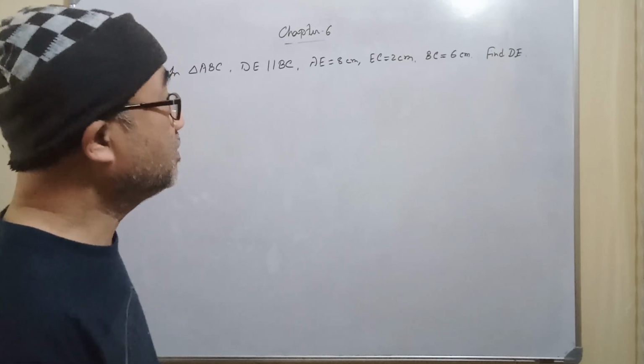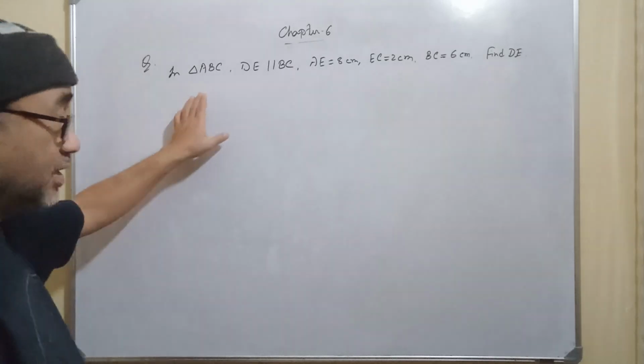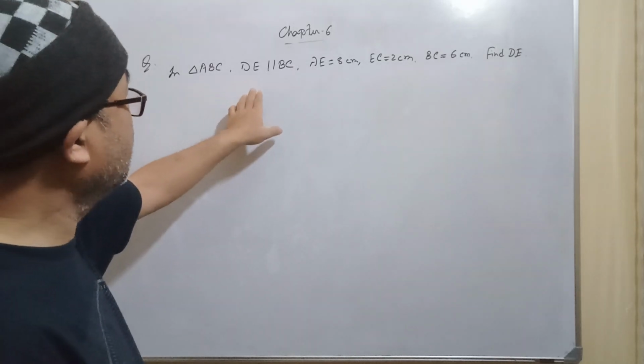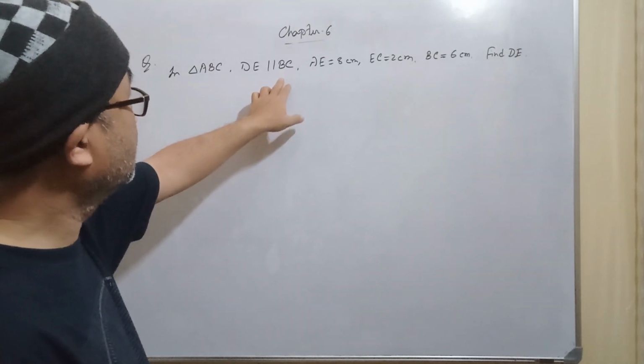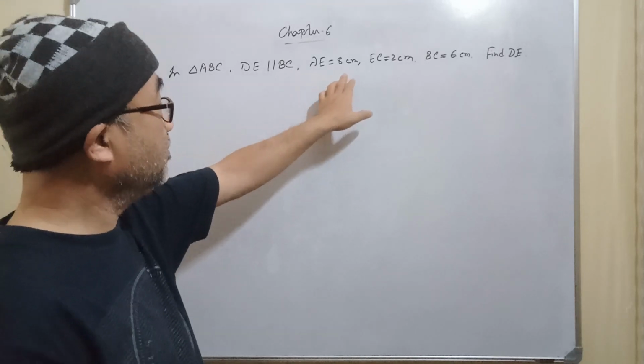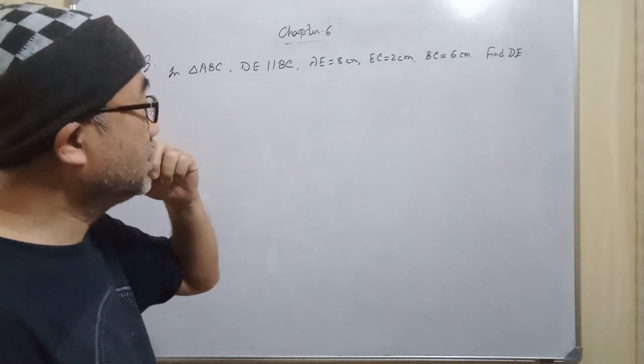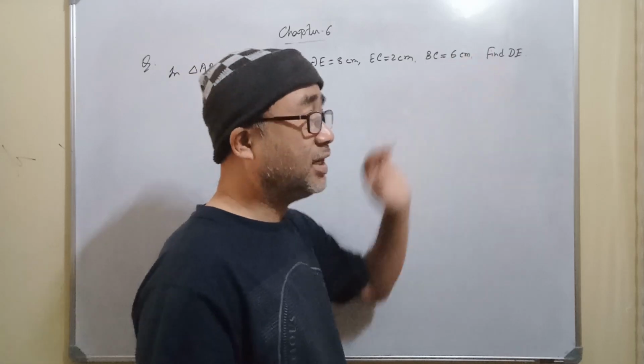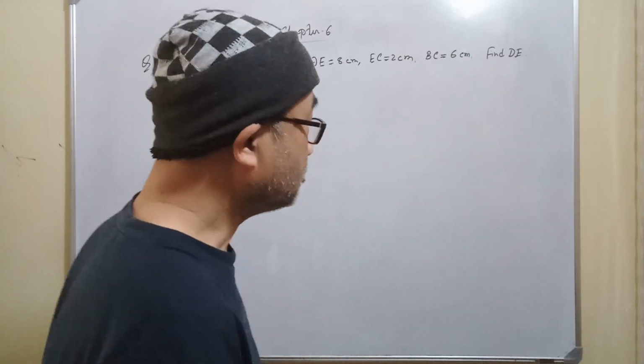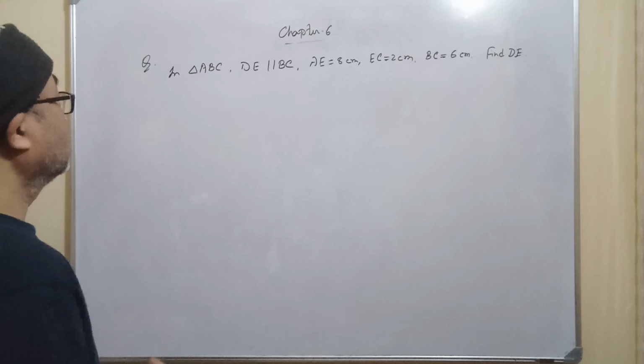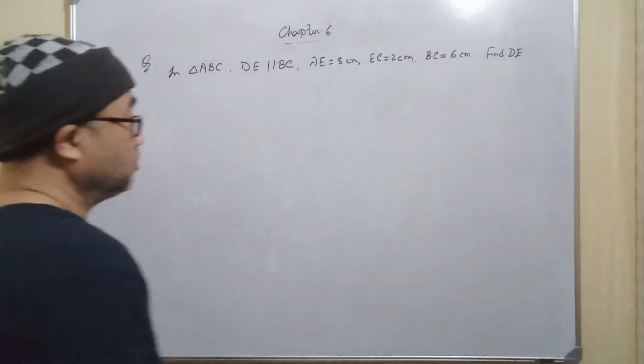So the question is: given that in triangle ABC, DE is parallel to BC, AE is 8 cm, EC is 2 cm, and BC is 6 cm. Find DE. So I will solve it for you, all of you.